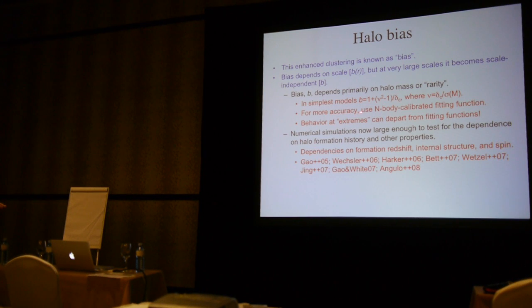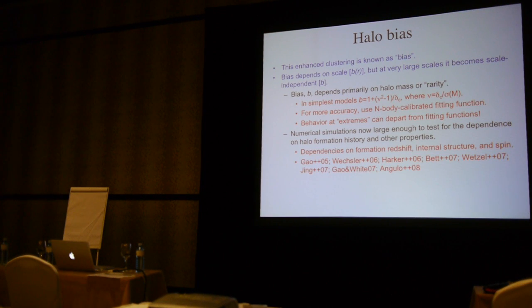For more accuracy than this, you tend to use an N-body calibrated fitting function, which tends to use the same kind of models, or 1 on sigma or something like that. You have to be aware again that the behavior at the extremes can depart significantly from the fitting functions, and that can be a cause of a lot of problems. So this is a similar kind of story to what we talked about with the mass function.